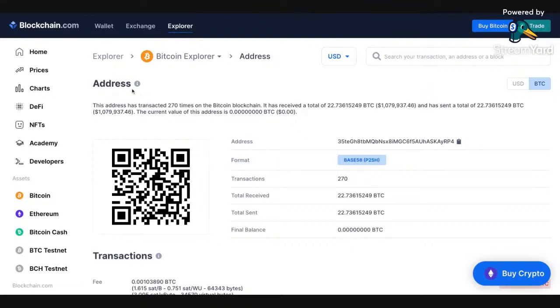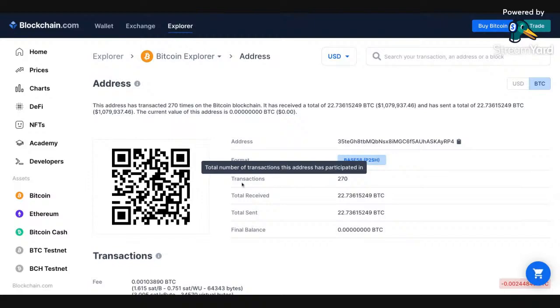So look at the details that you can find about this wallet address. I think this is the wallet that I used to buy my first Bitcoin when I got into crypto in 2018. Now look at the details that this can tell us about this address. This is the wallet address. You can copy it by clicking on the clipboard.